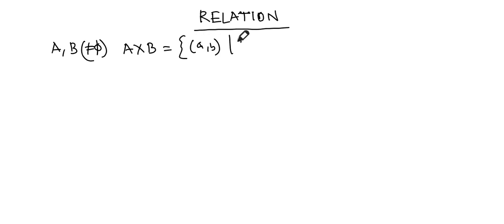To quickly remember that, suppose A and B are two non-empty sets, then the Cartesian product A cross B is the set of the ordered pairs (a, b), where a is from the set A and b is from the set B.